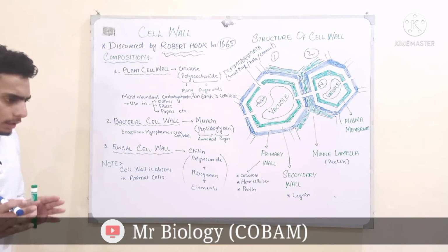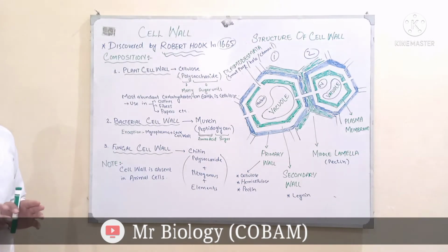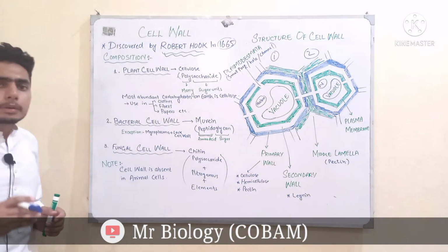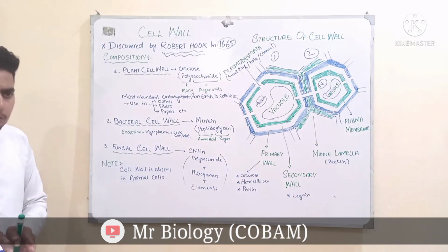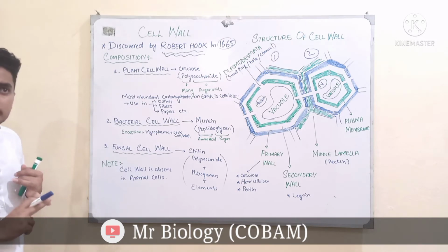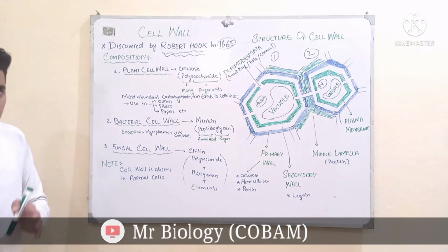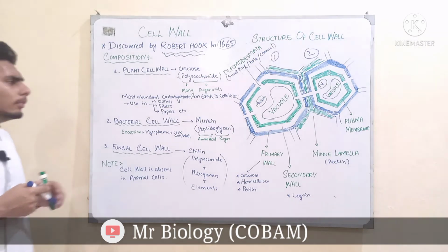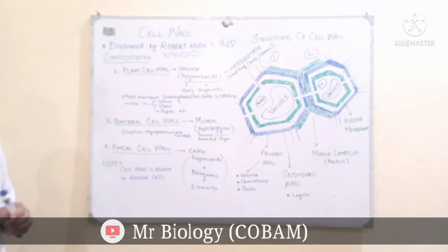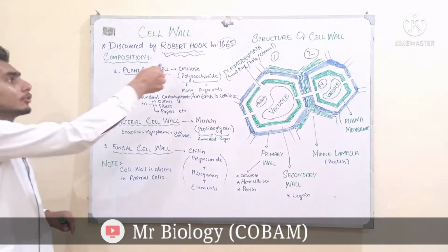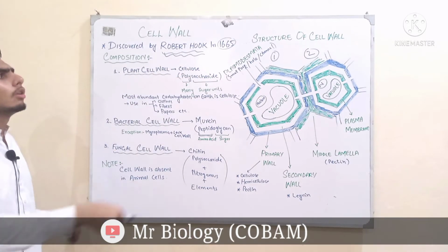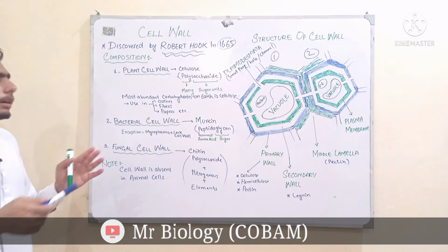The last important point regarding composition is the animal cells. Keep in your mind that the animal cell lacks a cell wall. The outer boundary of the animal cell is the cell membrane. Now come to a very important aspect, the structure of the cell wall or layers of the cell wall.